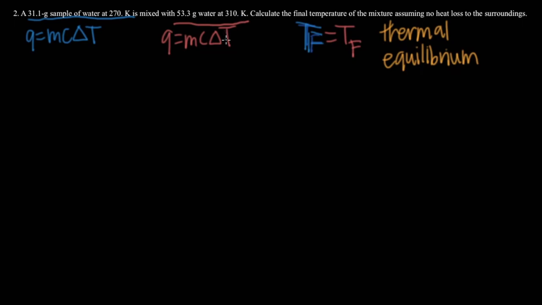So the amount of energy, or Q, lost by the sample at 310 Kelvin is equal to the amount of energy gained by the colder sample, which is the sample at 270 Kelvin. In other words, Q of the 270 Kelvin sample equals negative Q of the 310 Kelvin sample. And we can actually rewrite this as mcΔT equals negative mcΔT.